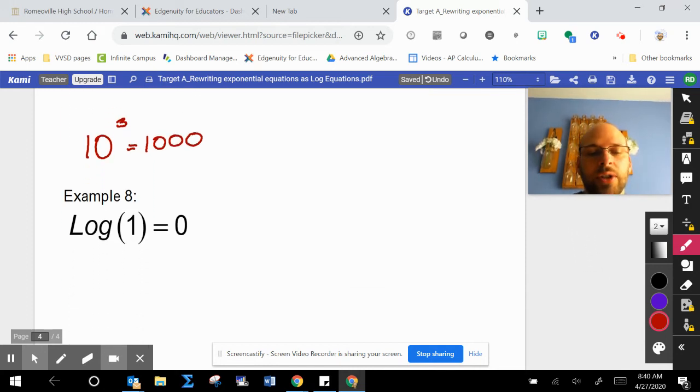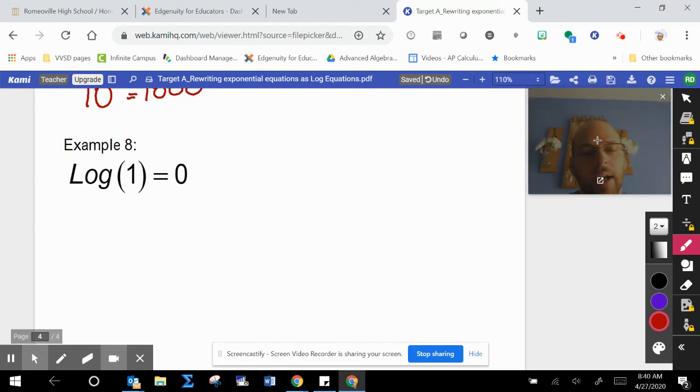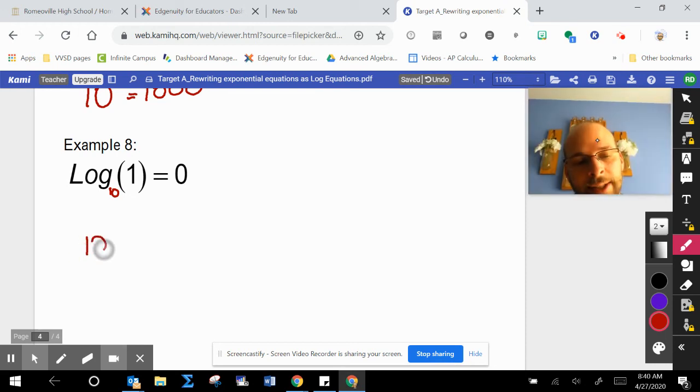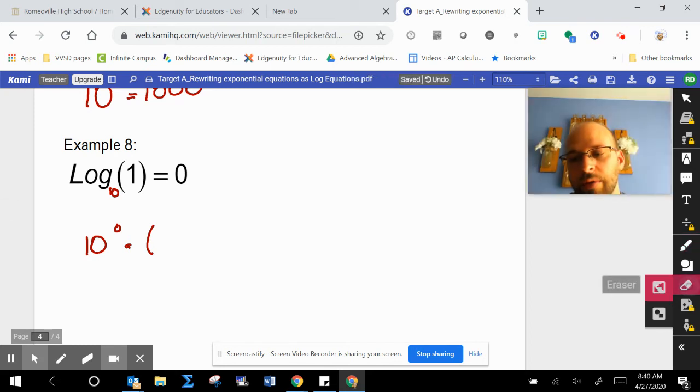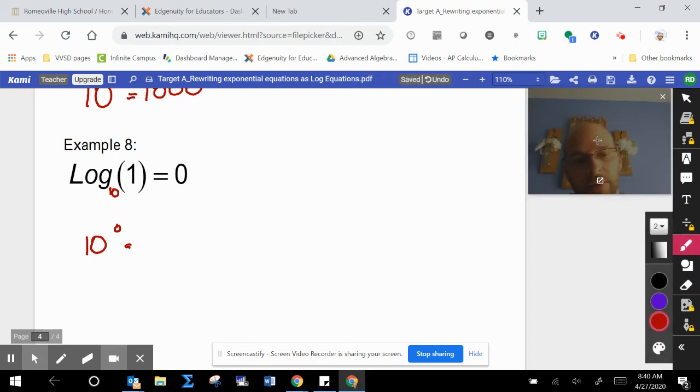All right, now I have just another one here so you can see. So there's no base written here, so the same thing, it's always a 10 to the 0 equals my answer. I guess I don't really need parentheses. Let's get rid of that. Is equal to 1. Okay, so 10 to the 0 power is 1. That's true. You can check that. We're just rewriting from one form to the other.